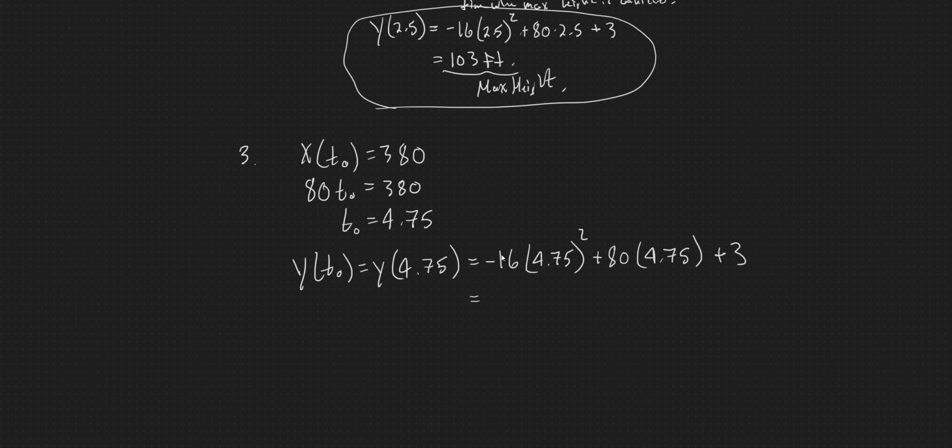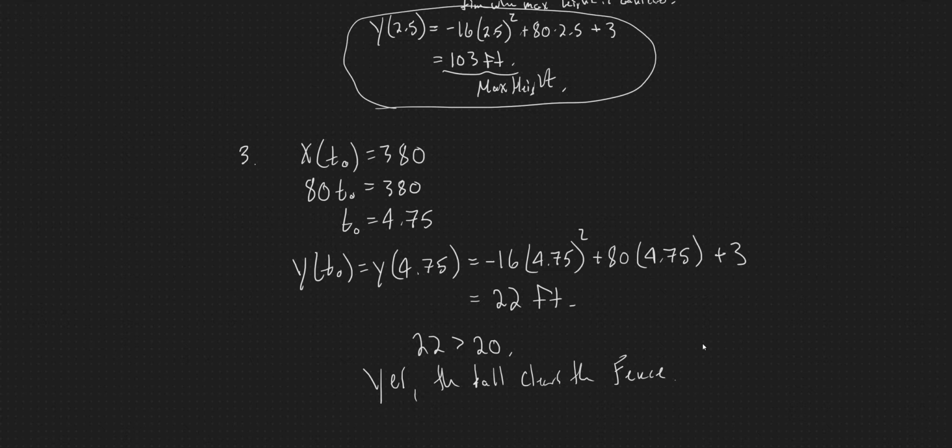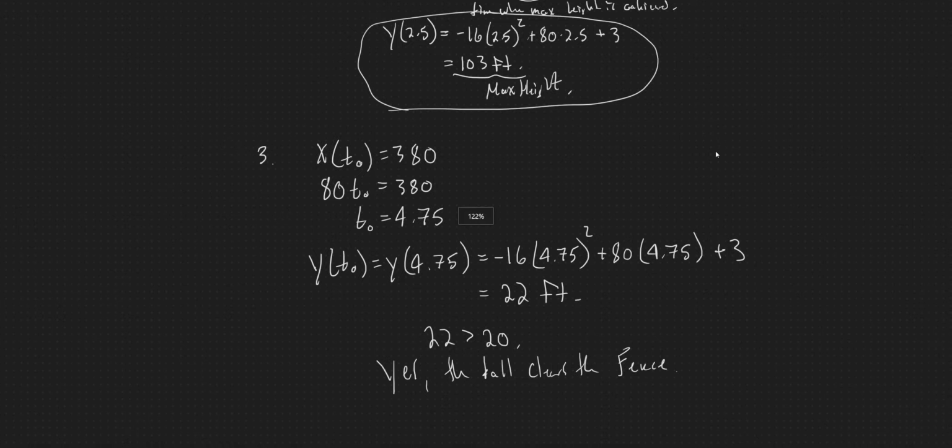So what do I get here? Y of t naught is 22 feet. And 22 is strictly greater than 20. And so, yes, the ball clears the fence. Isn't math cool? I think so. We started with just a question: does this ball clear this fence with these parameters? And we were able to work through it using our vector equation and figure out an answer. Yes, it does. Very cool.